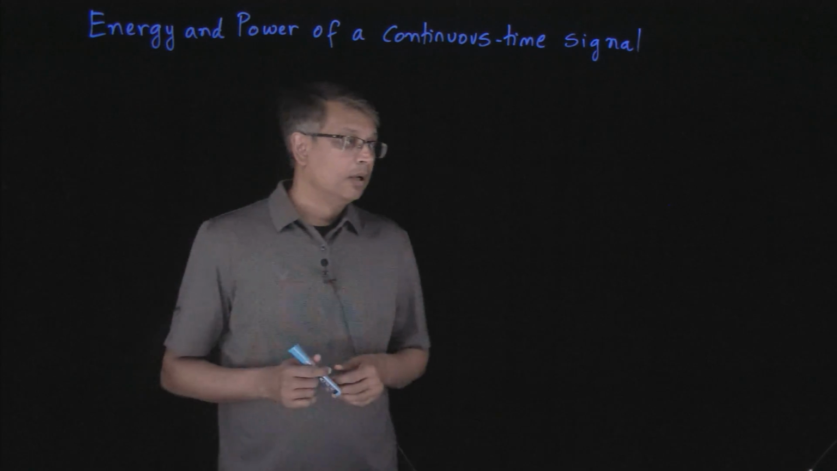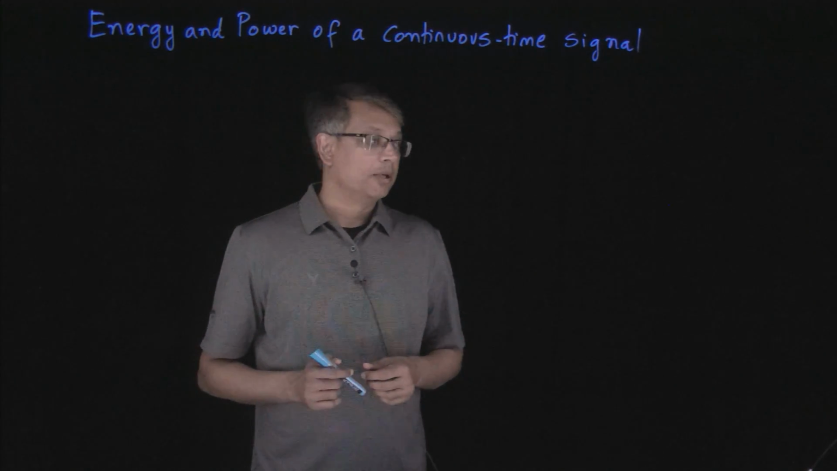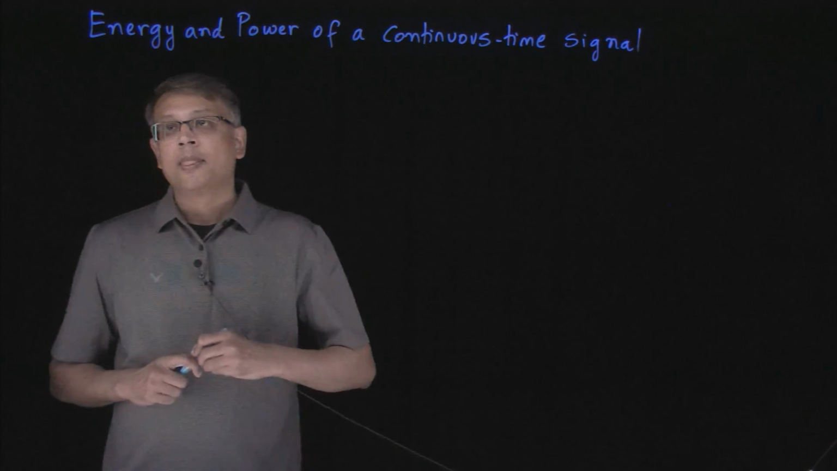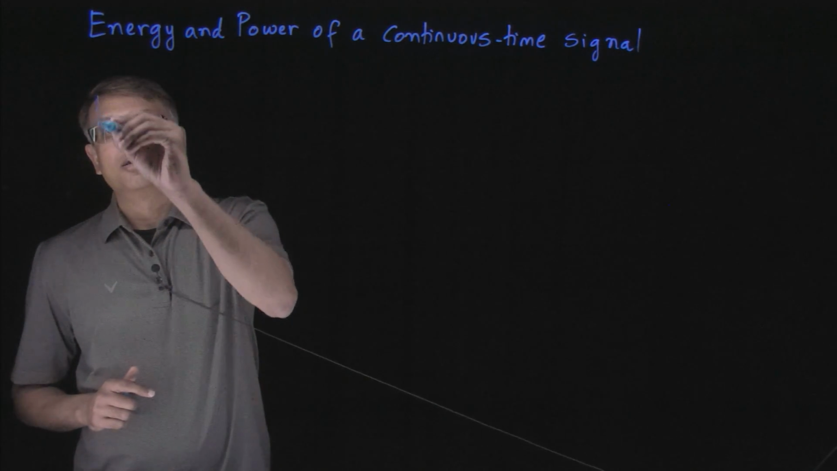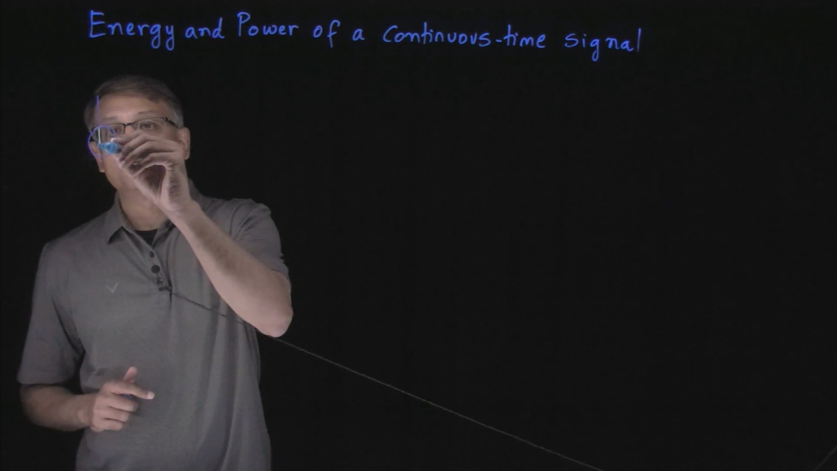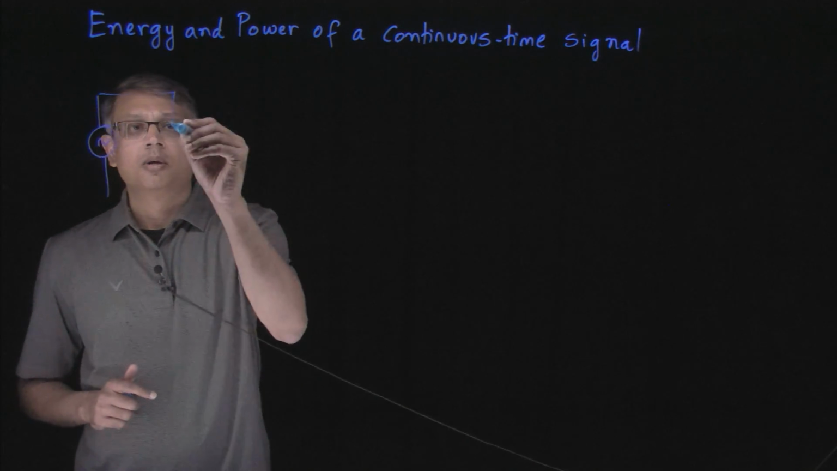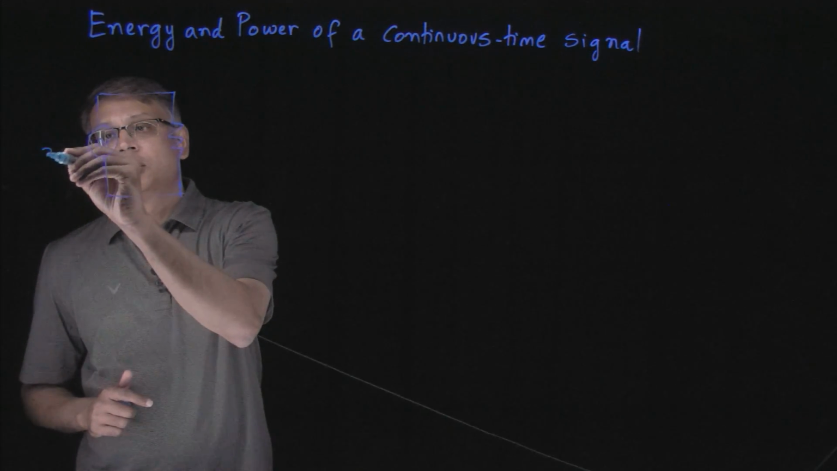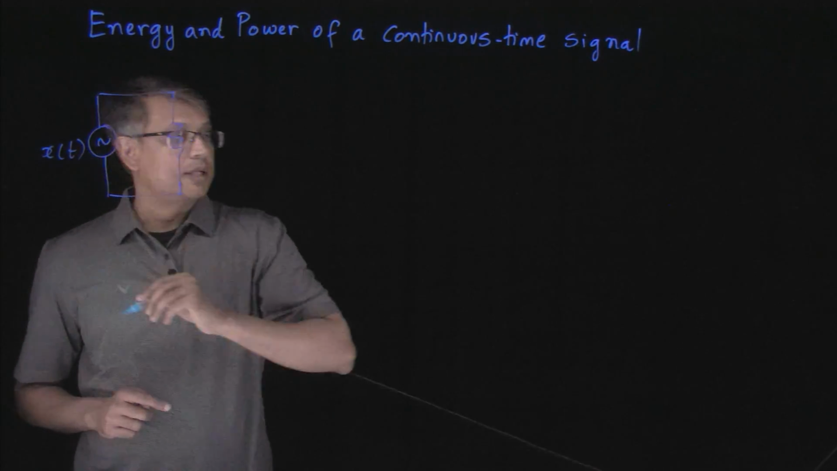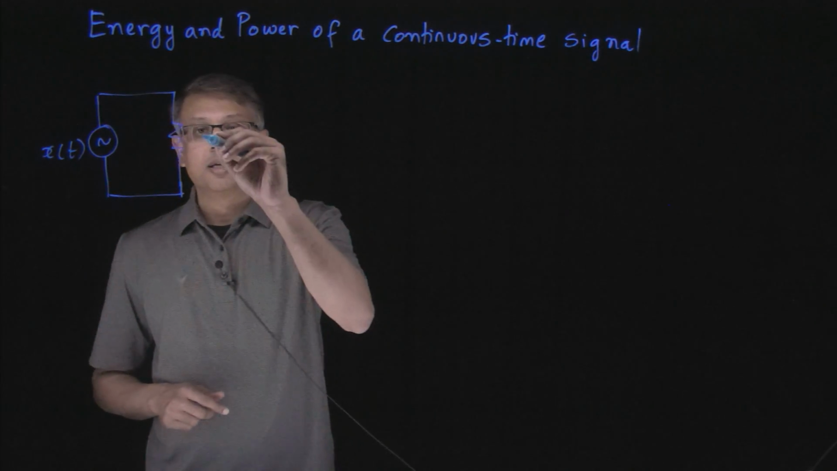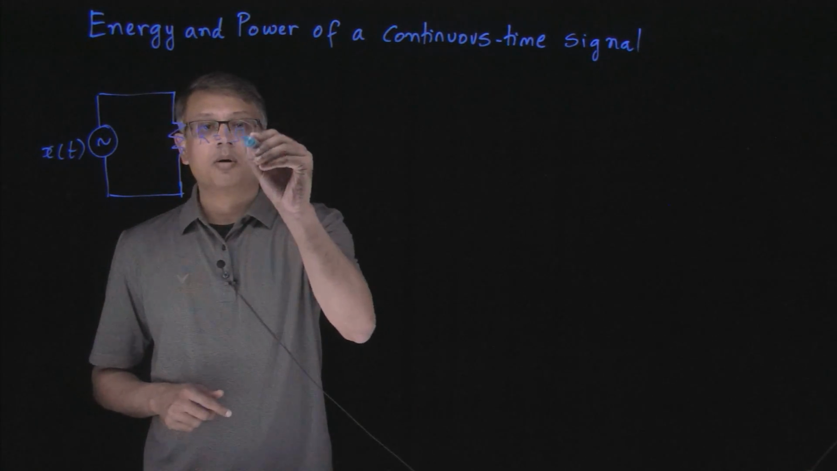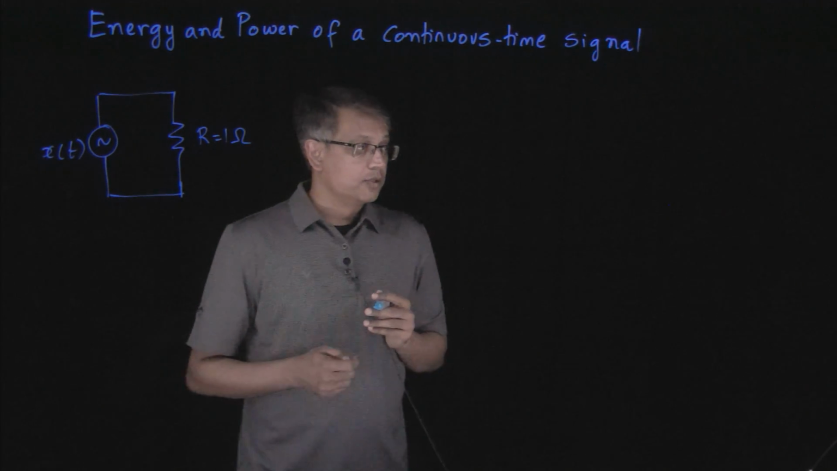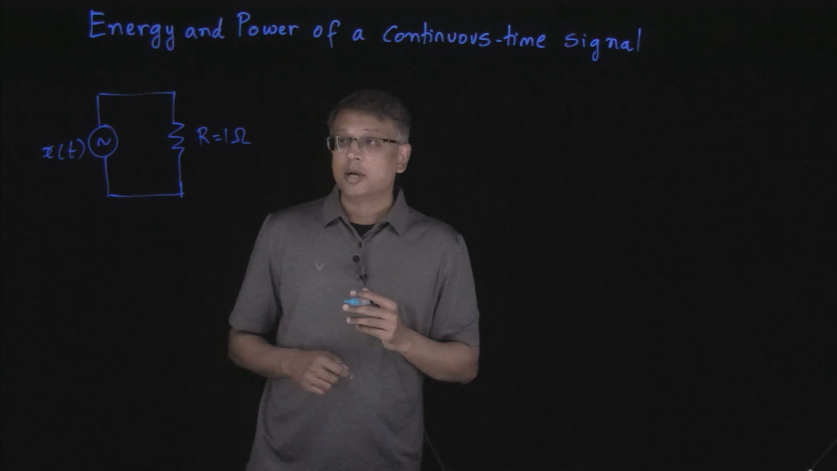Continuous time signal called energy and power. To motivate the definition of energy of a signal, let's consider a very simple electric circuit where we have a voltage source, and let's call the voltage source x of t, that is connected to a 1 ohm resistor. So here x of t refers to the voltage waveform that's applied to the circuit.